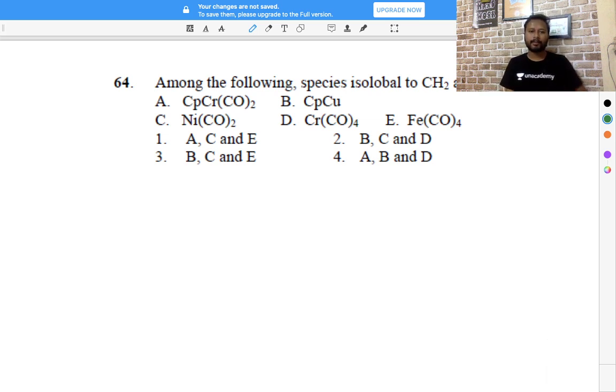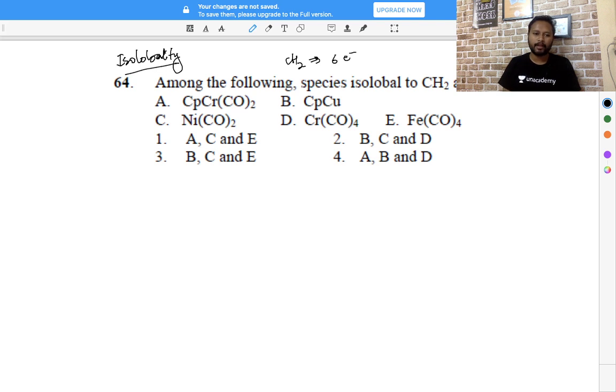Alright, so in this question it says: among the following, species isolobal to CH2 are the species which are isolobal to CH2. So it is asked from isolobality. CH2, how many electrons does it have? In the CH2 unit you will have 6 electrons.